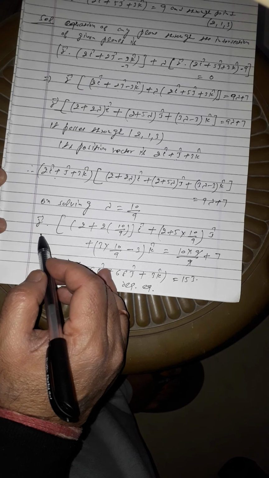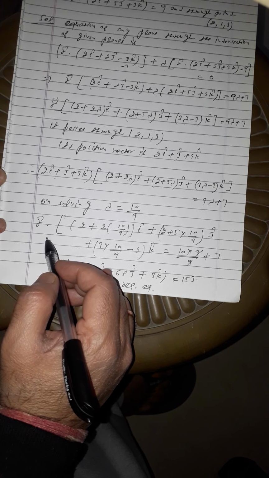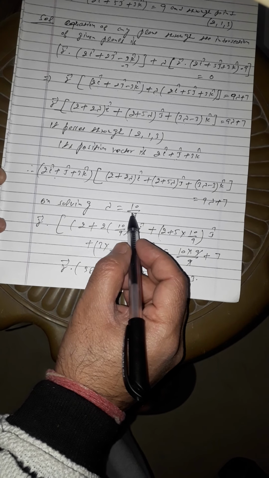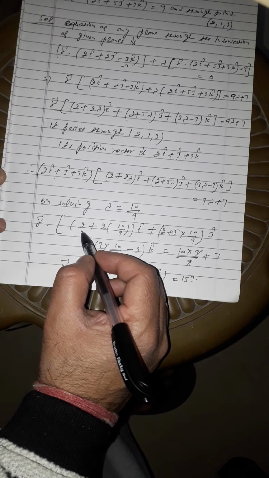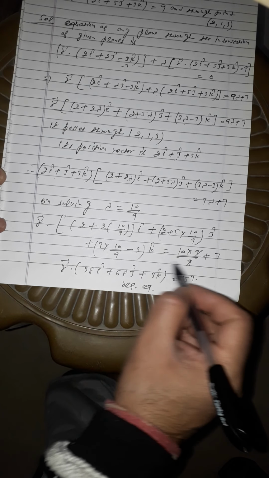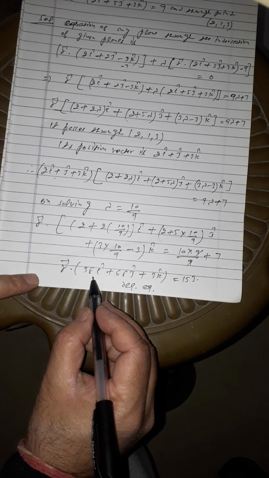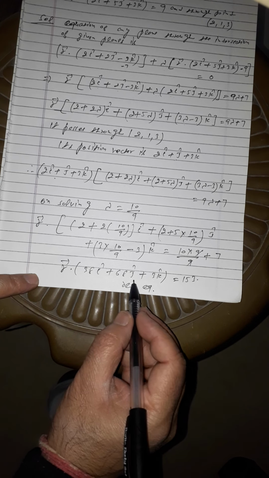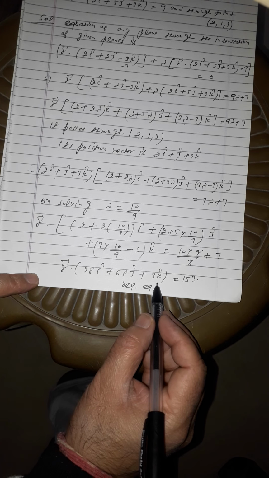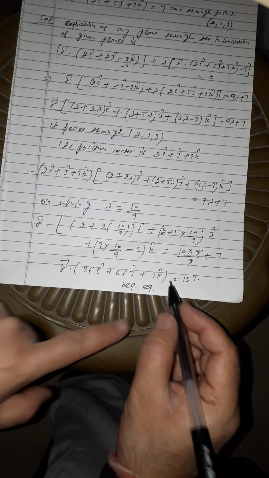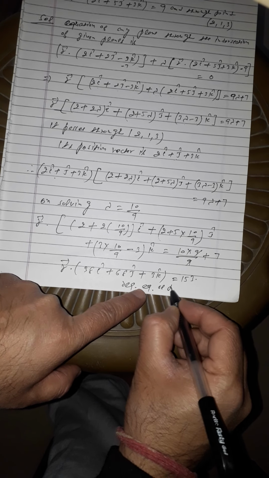And now we will put the value of lambda into this r vector. On putting the value and solving it, ultimately we will come to r vector dot (38 i cap plus 68 j cap plus 3k cap) equals 153, which is the required equation of the plane. So that is the solution of this question, students. That is your question number 10.